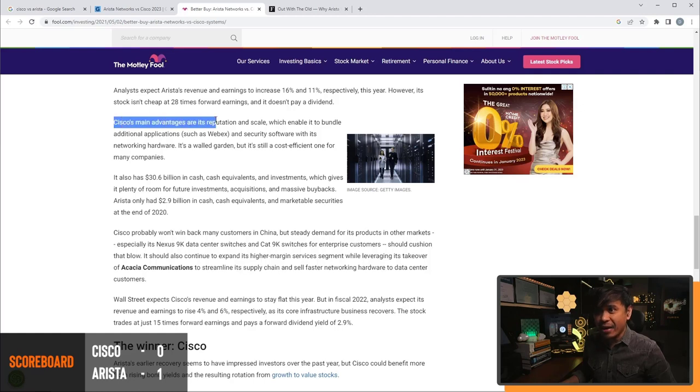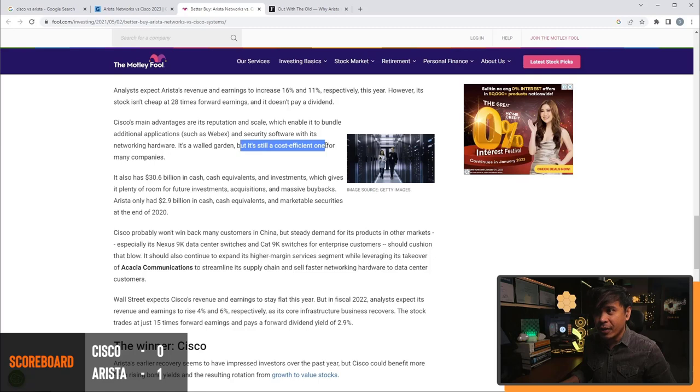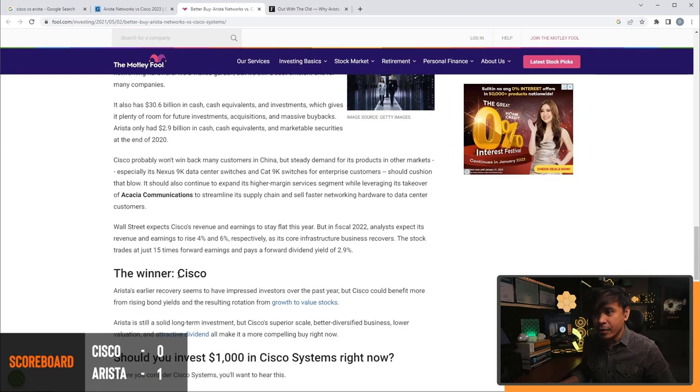Cisco's main advantage are its reputation and scale, which enable it to bundle additional applications, such as WebEx, security software. It's a walled garden, but it's still a cost-effective one for many companies. Now, here's the thing. This is a comparison between two companies. Okay, and the winner here is Cisco.